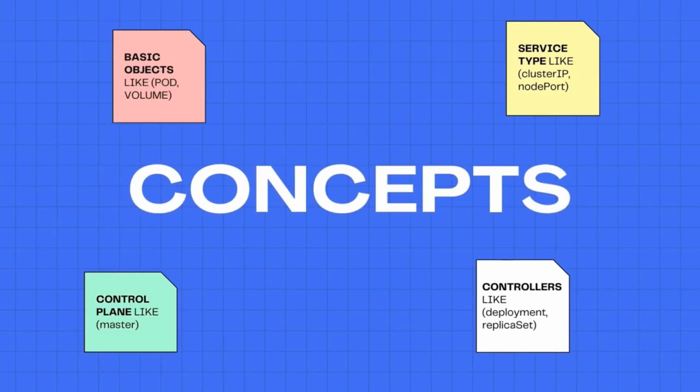Okay, moving on to the next topic, and that is the building blocks, the concepts, the terminologies used within Kubernetes. So majorly we have four types of building blocks, which I can break down. We have basic objects like pod and volume. We have service types like cluster IP and node port. Then we have controllers like deployment and replica set, and finally, as we have already seen, we have the control plane like master.